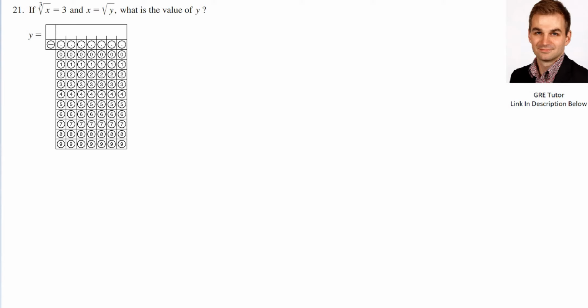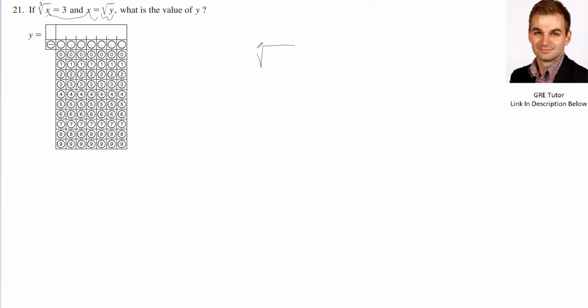Okay, so it says here the cube root of x is equal to 3, and x is equal to the square root of y. So what is the value of y? What they're hoping you're going to do is take y and plug it in through the association with x into this function, and then solve for the whole thing. So let's go through it step by step.